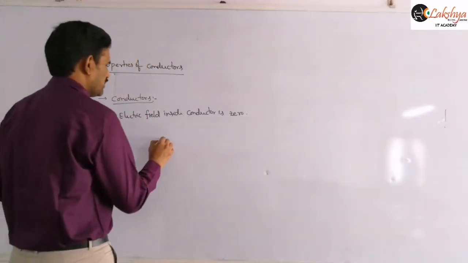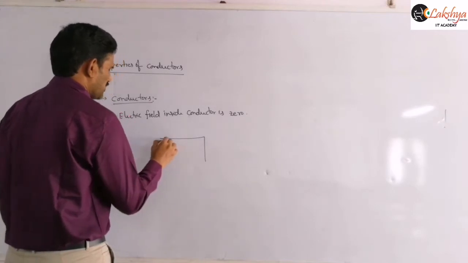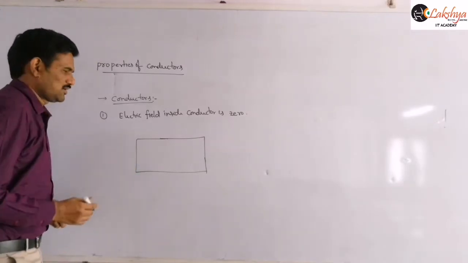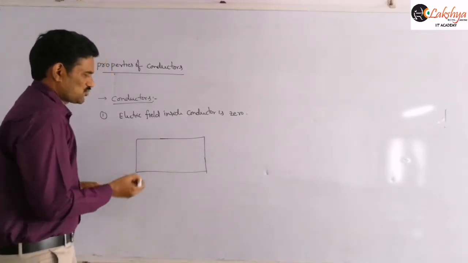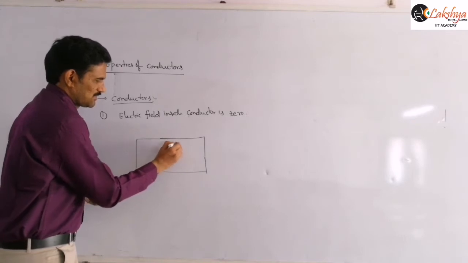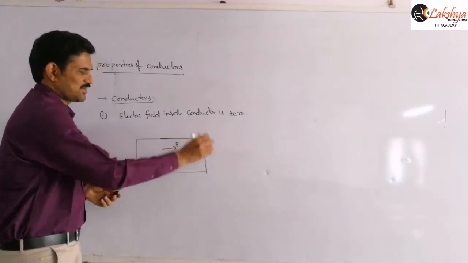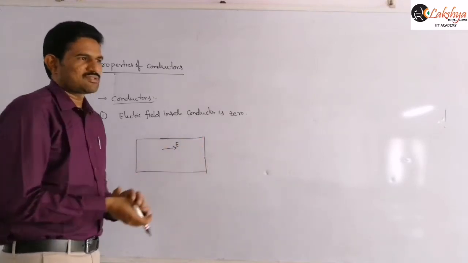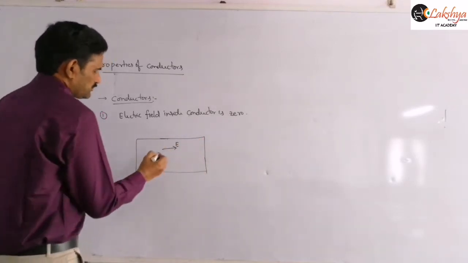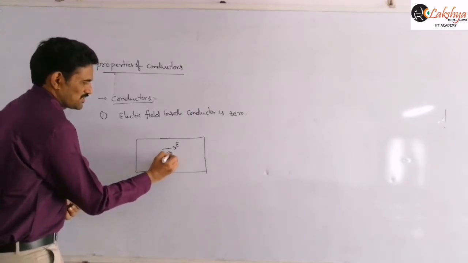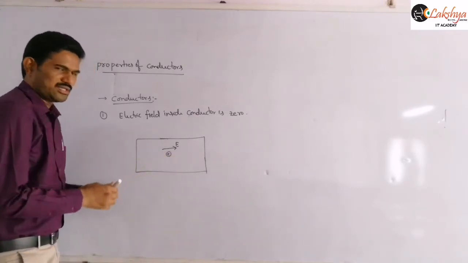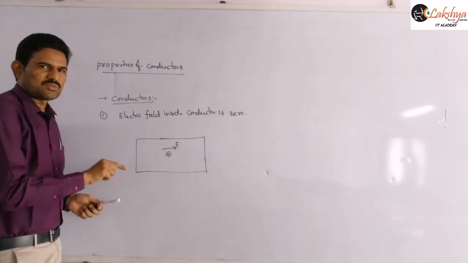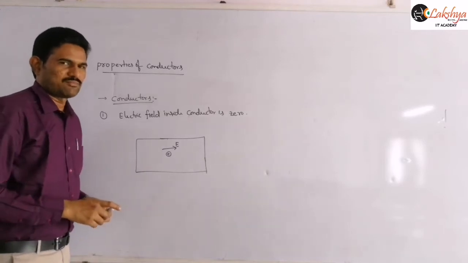How do we conclude that? For example, I am taking a metal here, an iron slab. Suppose some electric field exists inside it, say from left to right. As it is a conductor, it consists of a large number of free electrons, and all those electrons will experience a force because of this electric field.